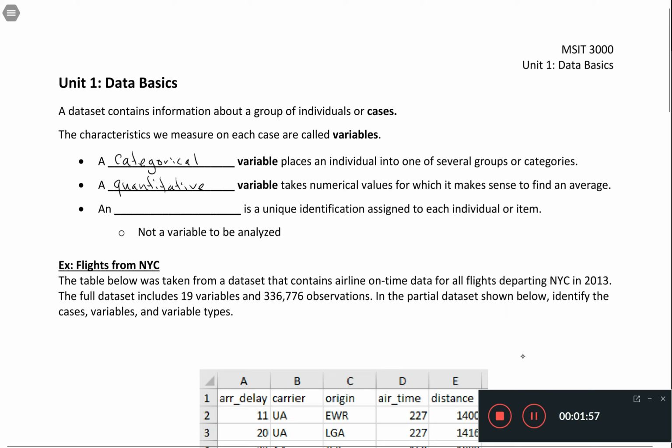The last one we'll talk about is an identifier. So this isn't really a variable to be analyzed. This is something that's just identifying the individuals or items in the data set. So an example of this would be your 811 number, right? That number is unique to you, so it's not putting you in a category. It's just a numerical label that we can use for UGA students.